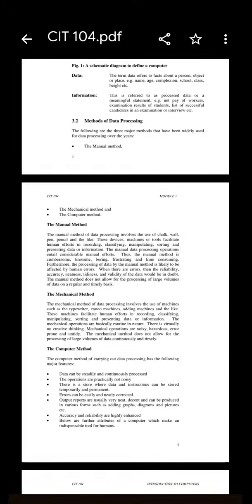These devices, machines, or tools facilitate human effort in recording, classifying, manipulating, sorting, and presenting data or information. Understand now? So anything that involves you using your hand must be involved in it. Your brain too must be involved in it. It's what we call manual data processing. So the manual method is cumbersome.